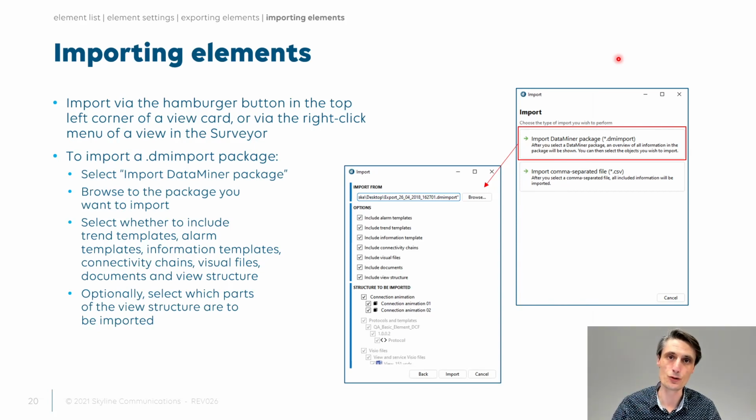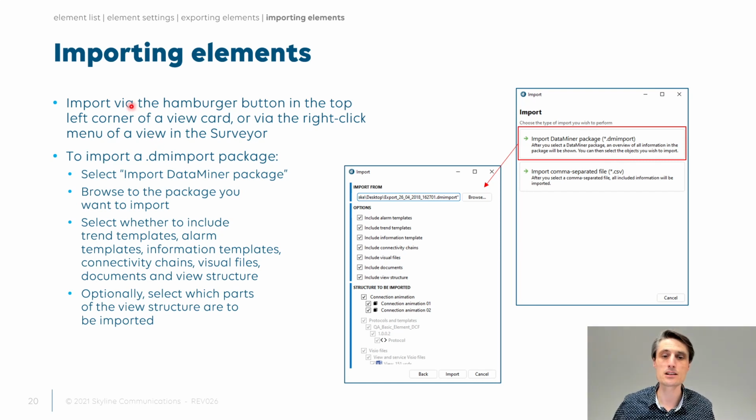I have those two packages on my desktop. So first of all, importing, I can import again the complete DM import package. I won't do that on my DataMiner system here because I already have it. But if I want to, let's assume this was a staging system, I can export Brussels. I can now go to another DataMiner system.